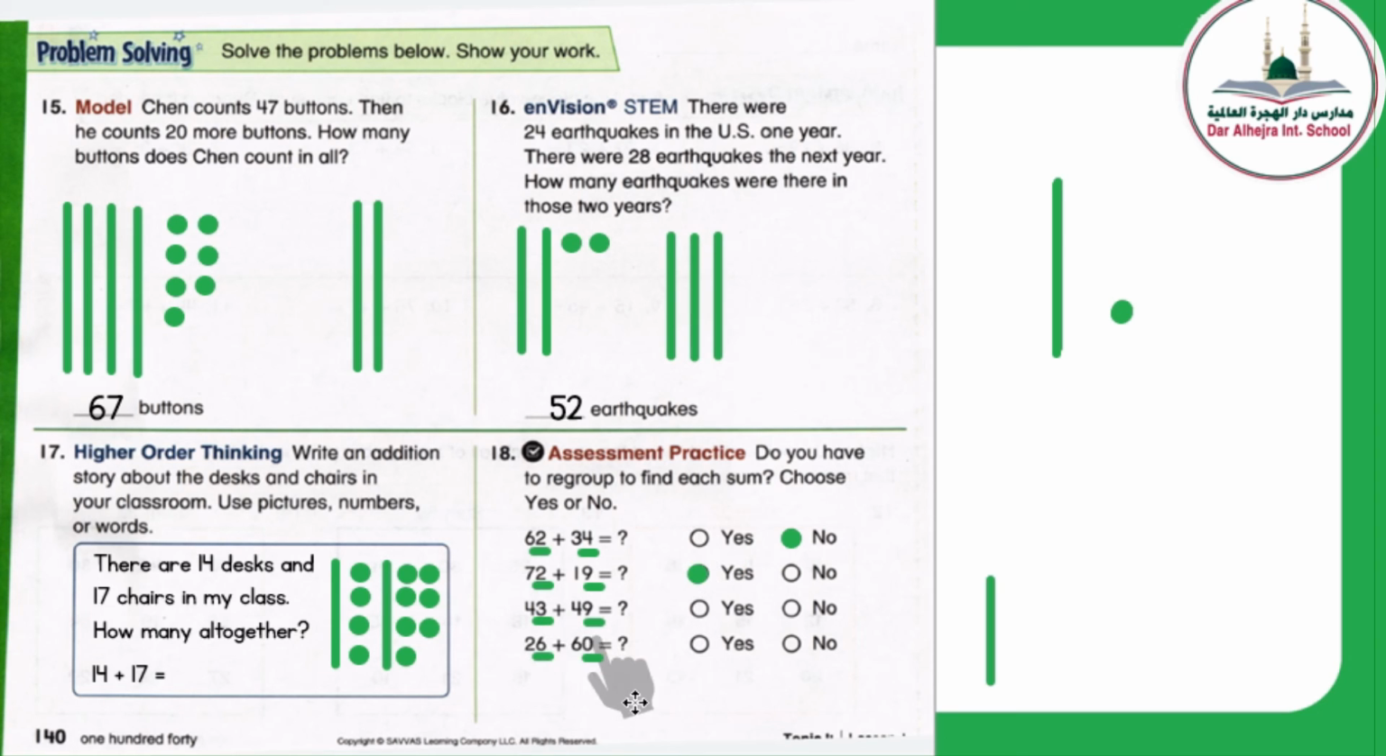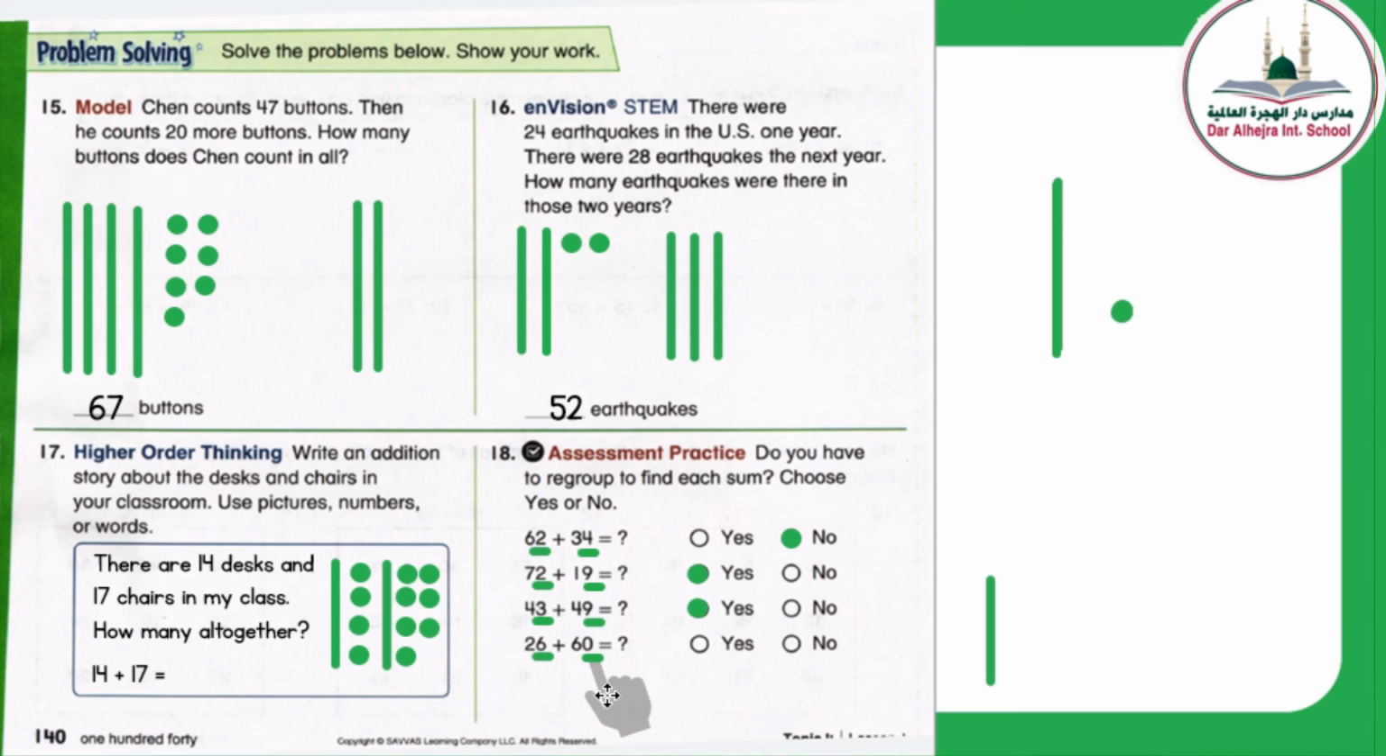Let's have a closer look at the next one. Here in the ones place I have got 9. Here in the ones place I have got 3. That means 9 and 3. How much is 9 and 3? It's 12. So 12 is bigger than 10. That's more than 10. So that means I'll be needing to regroup them. I have to regroup them, so I'll be putting a yes here.